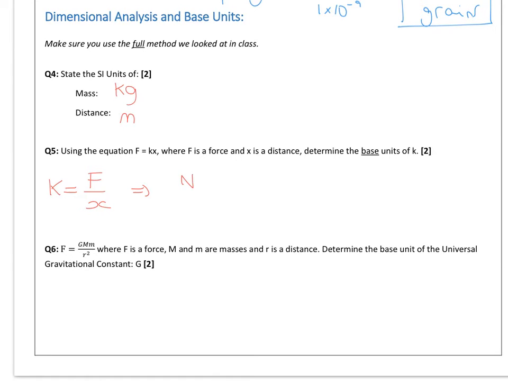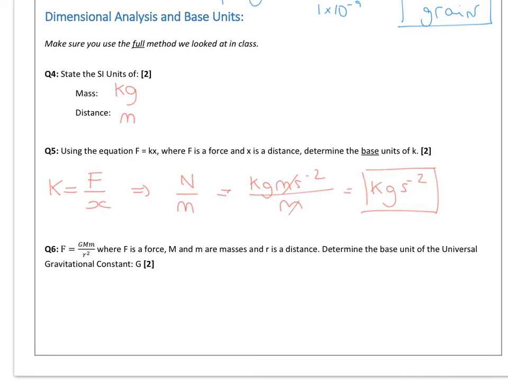So force is a Newton, and then x is a meter. Using Newton's second law, a Newton is kilogram meters s to the minus 2. Divided by meters gives you kilograms s to the minus 2, because the meters top and bottom cancel out. And that gives you your base unit of the spring constant there. So that's the method I was looking for.